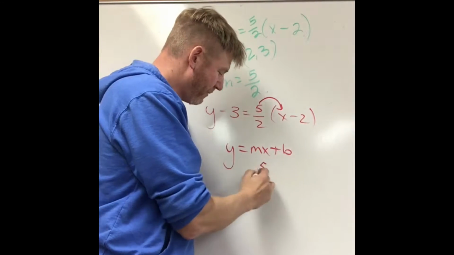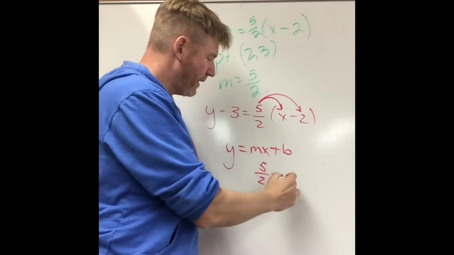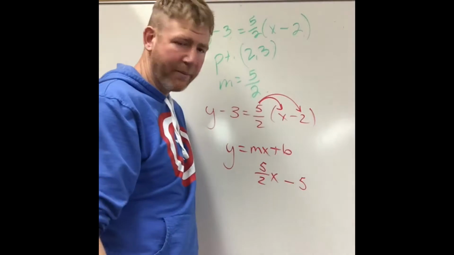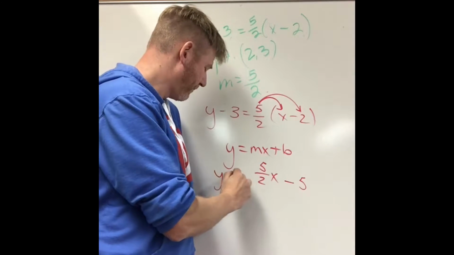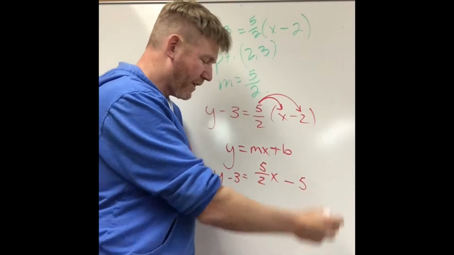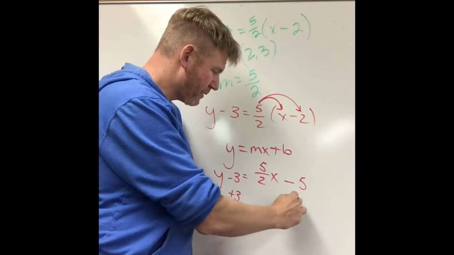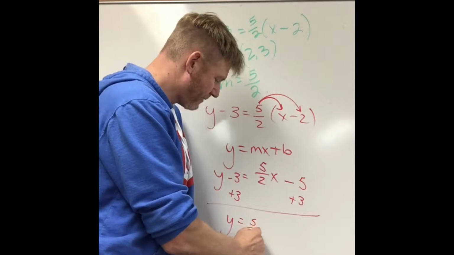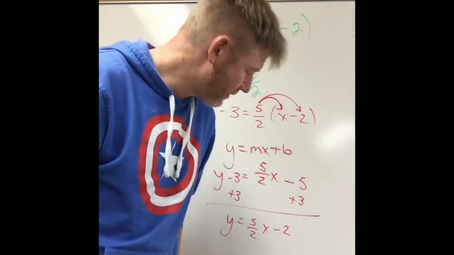That is correct. 5 halves x, and then 5 halves times negative 2 is negative 5, because the 2's just go away, so it's just negative 5. So we still have our y minus 3 equals 5 halves x minus 5. Now we've got to move this minus 3 over to the other side. I think you all know how to do this. We've done this a million times. We add 3 to both sides. y equals 5 halves x minus 2, because negative 5 plus 3 is negative 2.